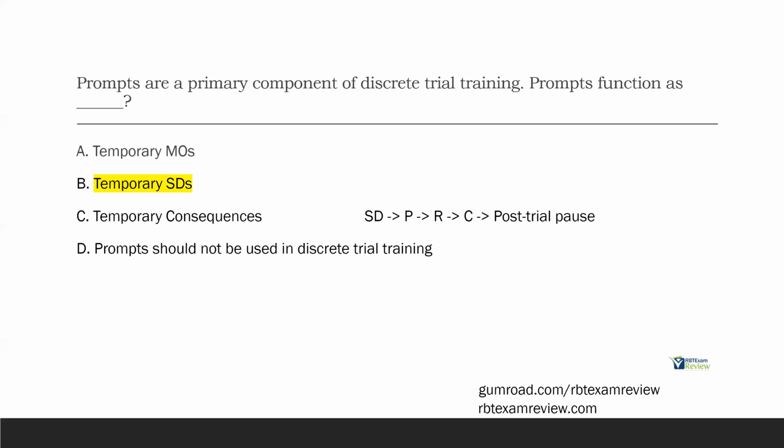So kind of a tricky one, right? But just break it down, think about it, or just know that prompts are temporary SDs, right? You can do it two ways. You can work through it, or you can just know prompts are temporary SDs.